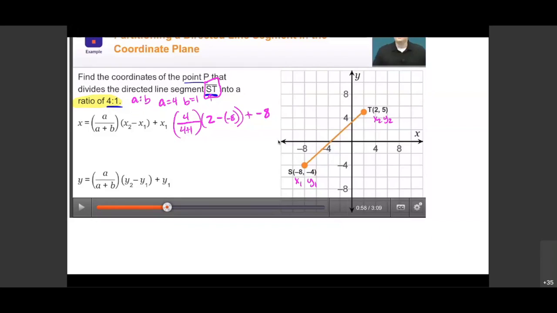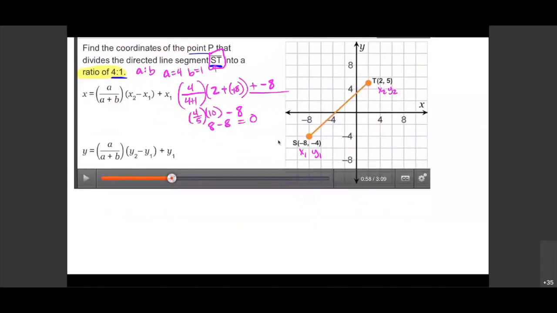The fraction out front is going to reduce to 4/5. Then 2 minus a -8 is 10. And then plus a -8 is just -8. So we're doing 4/5 times 10 minus 8. Well, 4/5 times 10 is 8. And 8 minus 8 is 0. So the X value is 0.